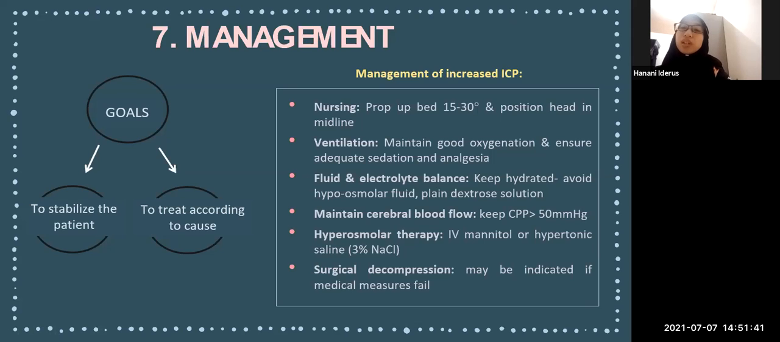And then we need to maintain the cerebral blood flow. We need to keep the cerebral perfusion pressure more than 50 millimeters of mercury. And then we need to give hyperosmolar therapy. This hyperosmolar therapy will help to reduce the ICP level. We can either give IV mannitol or hypertonic saline. And then surgical decompression may be indicated if the medical measures fail. So next.